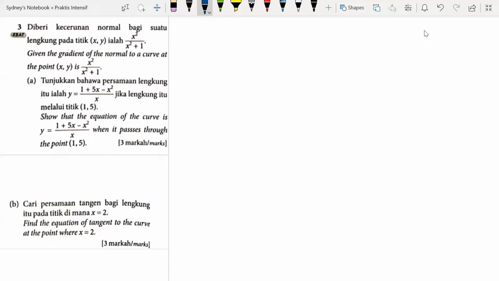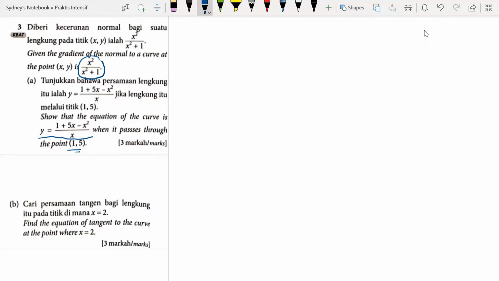So in this question, we are given the gradient of the normal to the curve at a certain point, and it's given by this expression. We have to show that we can find the equation of the curve, which is y equals 1 plus 5x minus x squared over x, when it passes through the point 1, 5.